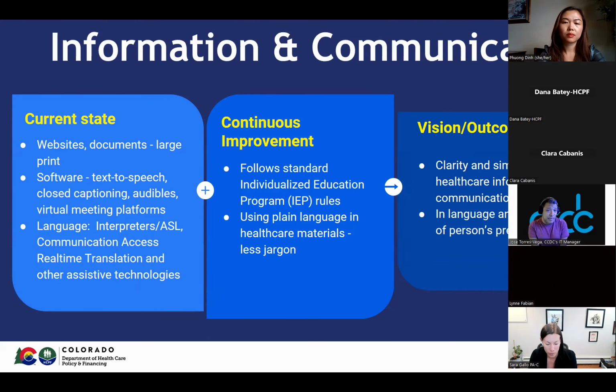The next point is information and communication. Obviously, that's super important in this age. Websites, documents, large print are the current state. We do provide these things, of course, to a certain degree, and that's what we are here to talk about. Software, text to speech. So technology, for example, is allowing us to provide this type of accessibility.